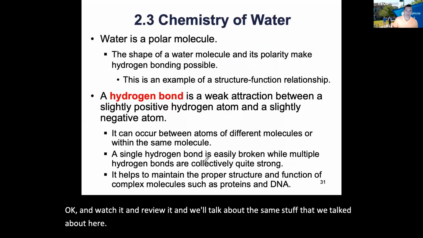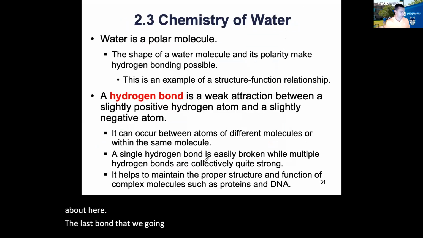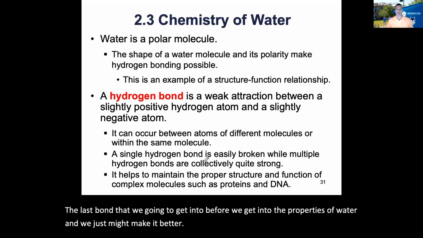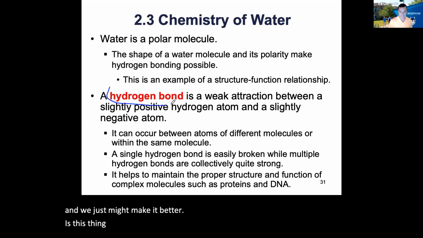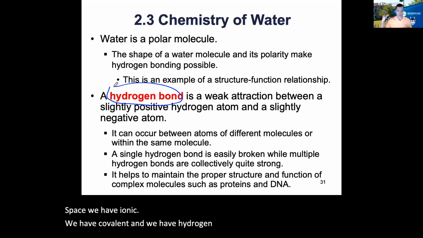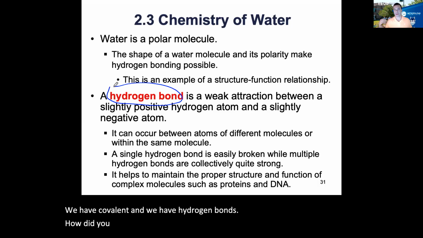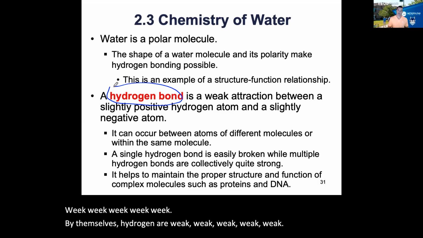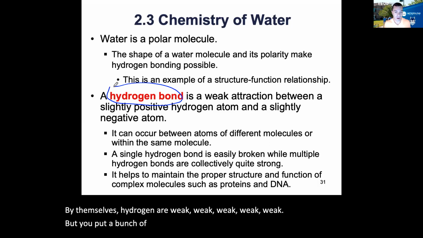The last bond that we're going to get into before we get into the properties of water, and we just might make it today, is this thing called a hydrogen bond. So we have ionic, we have covalent, and we have hydrogen bonds. Hydrogen bonds are weak. By themselves, hydrogen bonds are weak, weak, weak. But you put a bunch of them together and they're really strong.